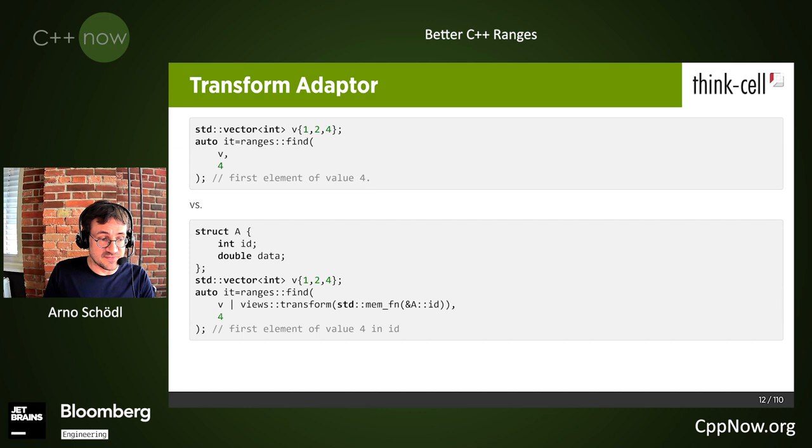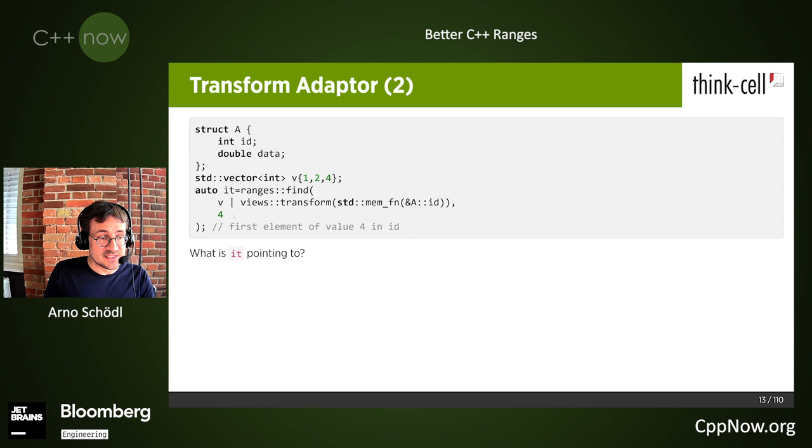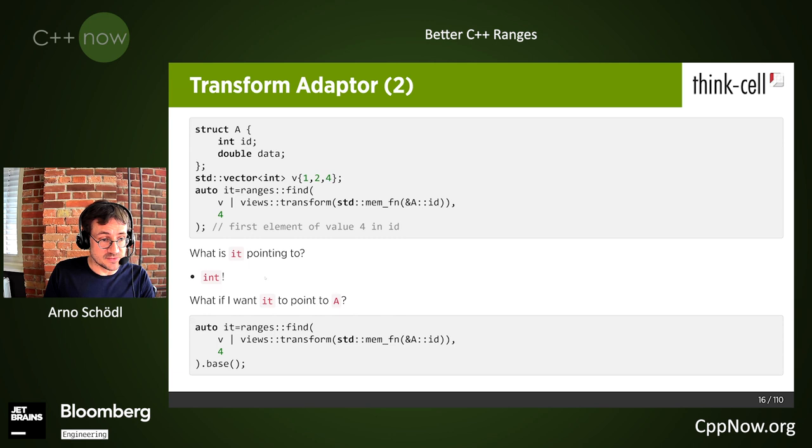Now, when you run this, the iterator here would point to ints, because the range here is a range over ints. Now, it's quite frequent that you say, well, I don't want the int back. I actually want the iterator onto my original vector. And you can do that with a dot base. So you have an iterator dot base, and that will bring you back to iterators into your original vector. By the way, if you have any questions, just ask them in the Q&A, and I will answer them when I see them as I go along.